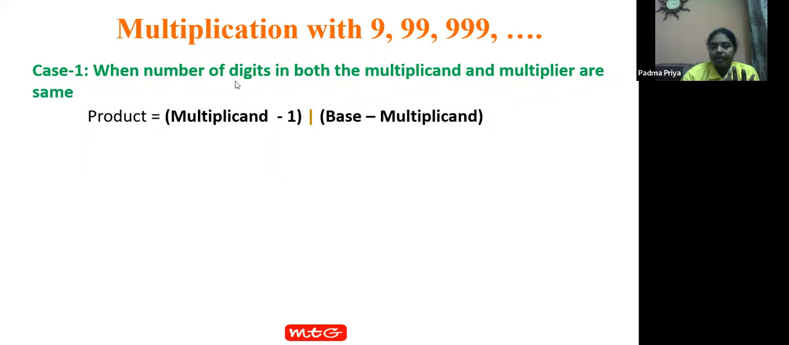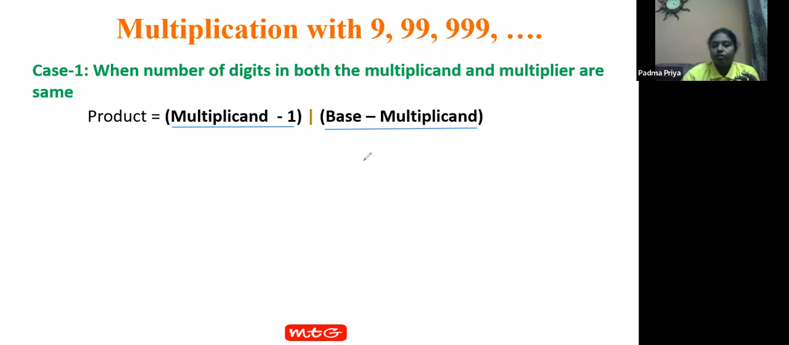So here we are applying the magic rule: multiplicand minus 1, 1 less than the multiplicand. And the second part of the answer would be base minus multiplicand. Ma'am, how can we find the base? Guess. First, let me complete here. Please listen. This is a very important stage where I'm explaining. First, listen. I'll give a chance to ask all your doubts.